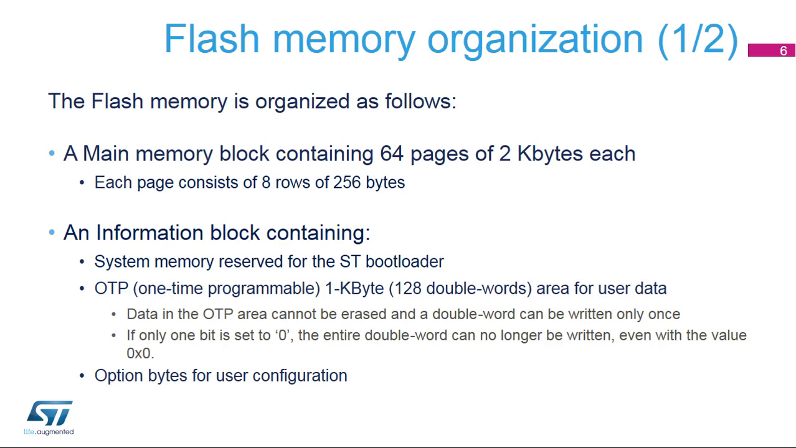In addition to the 128 KByte of the main flash memory, the STM32G0 supports a system memory of 28 KByte containing the ST bootloader, an OTP memory that can be used to store user data that cannot be erased, option bytes containing default settings to configure IPs in the system on chip. They're automatically loaded after a power-up reset.